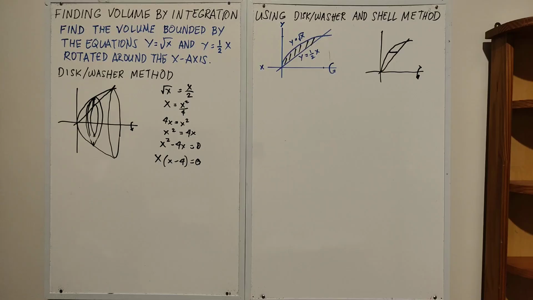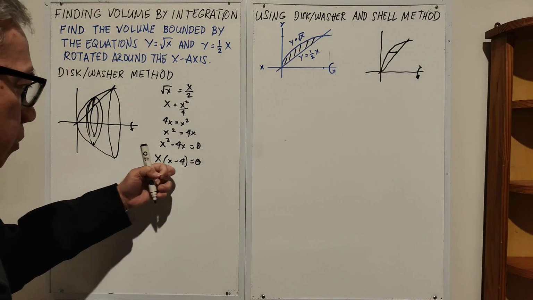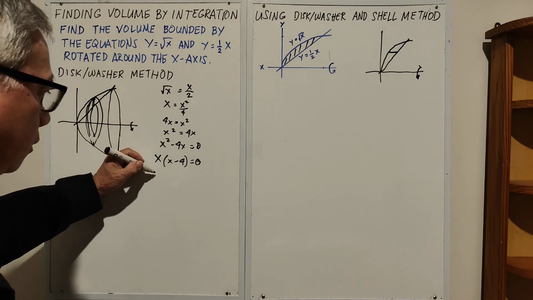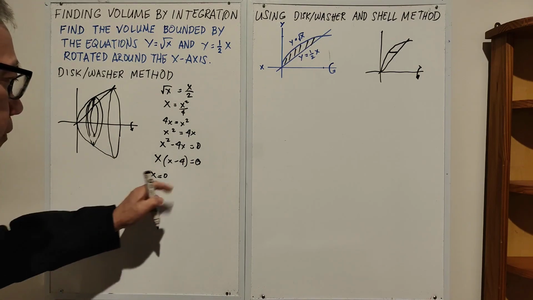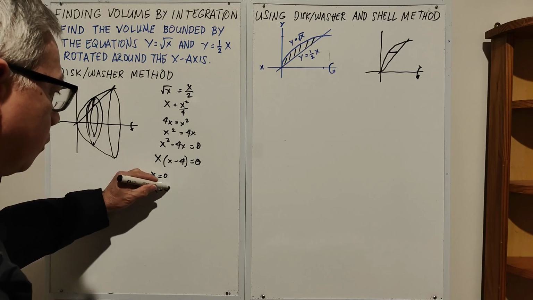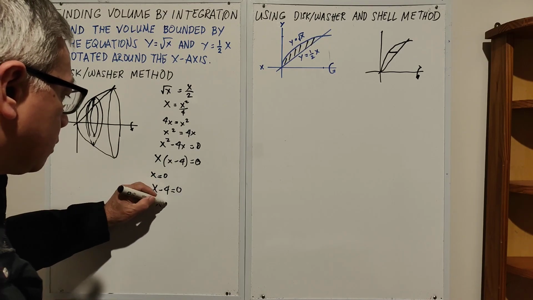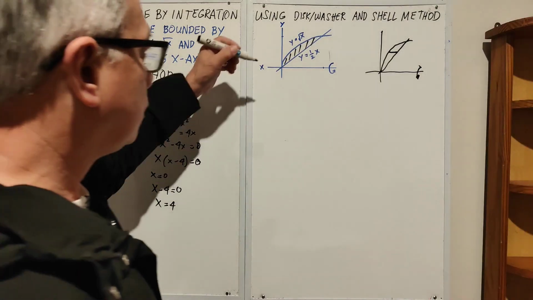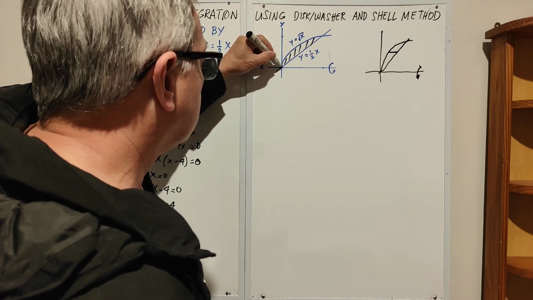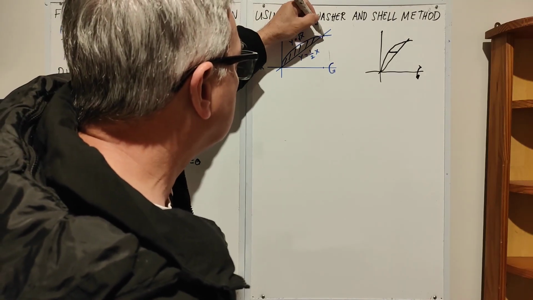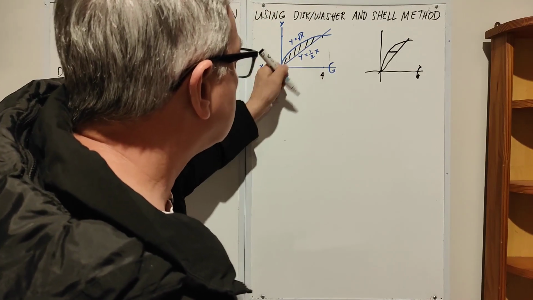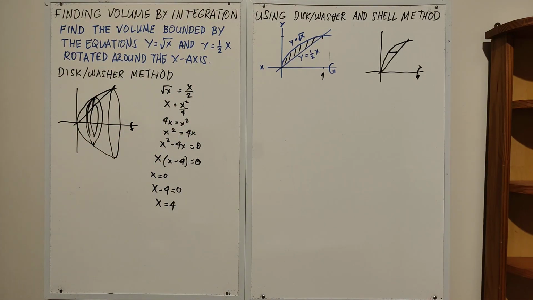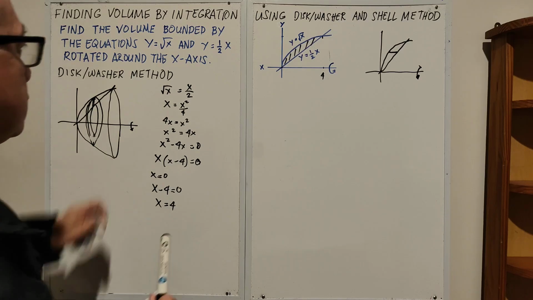So we have to equate each factor to 0. If x is equated to 0, x will be equal to 0. And if x minus 4 is equal to 0, x will be equal to 4. So your points of intersection will be x is equal to 0 and x is equal to 4. So that is your point of intersection. Let me erase this one first.